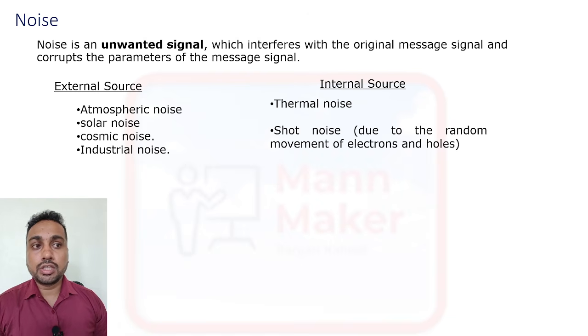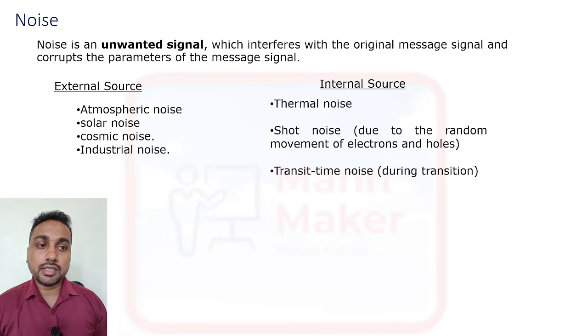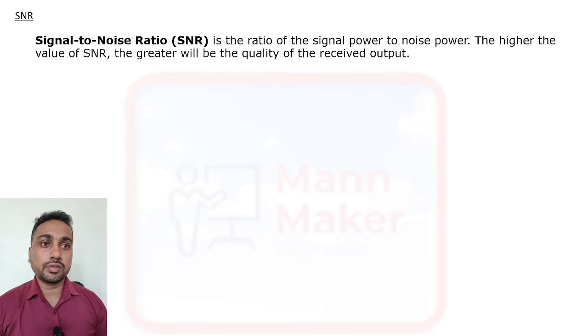Then shot noise is there, due to random movement of electrons and holes in a component. Then we have transit time noise. During the transition of a signal, this transit noise arises. So these are the two types of noise in a communication system, external and internal. Just remember these points. Okay, now we'll talk about SNR.